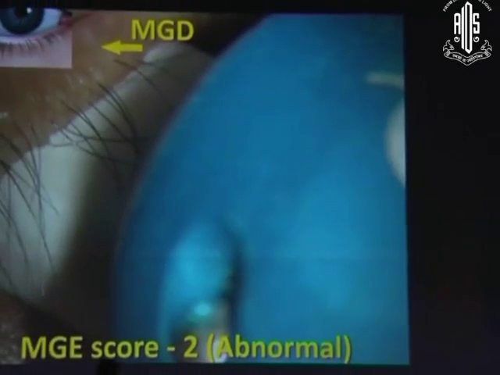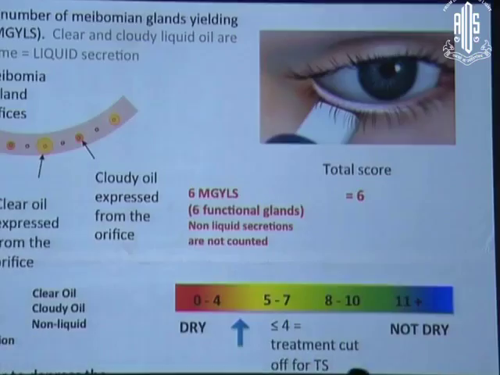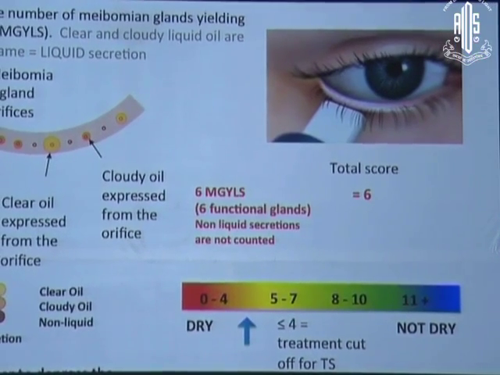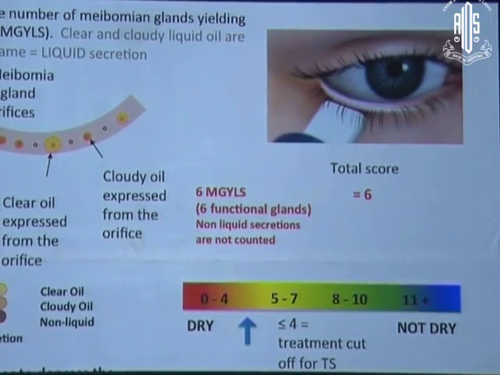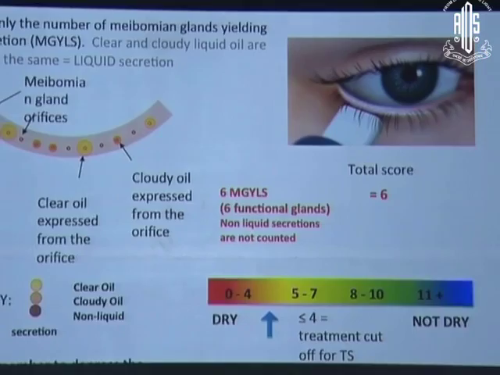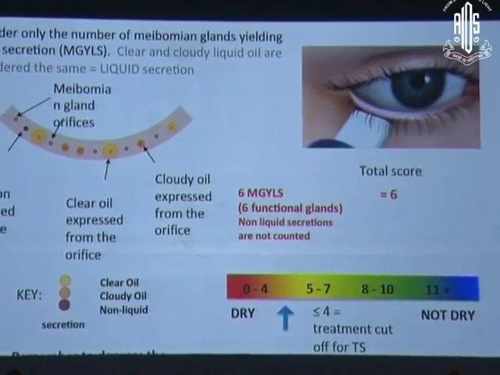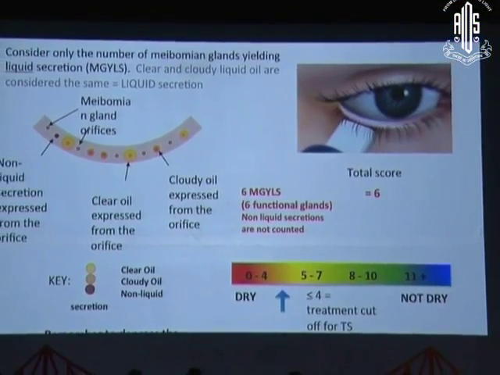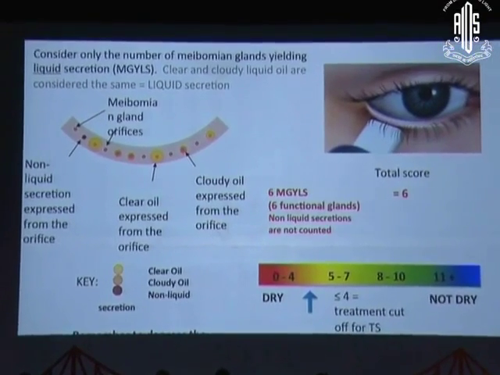So based on this, we can come up with the scoring and decide if the patient has meibomian gland obstruction or not. So the basic evaluation based on the meibomian gland evaluator helps us understand if the patient has got an evaporative component of the dry eye or not.